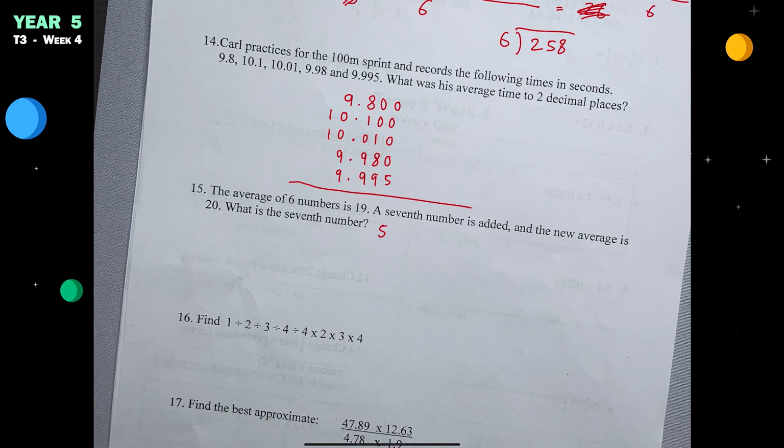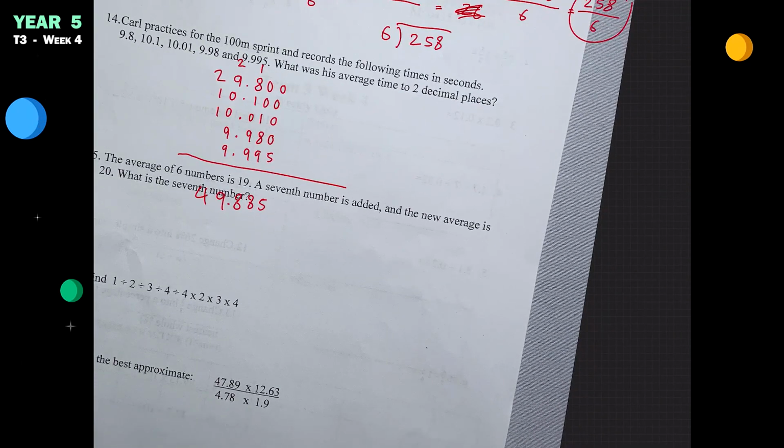So the first one will be a 5. The next one will be an 18. Carry the 1. This will be a 10, 18. So 18 plus 2 is 20, 28. This would be 27 plus 2 would be 29. And this will be 4. So your answer, when you add them all up, is 49.885.